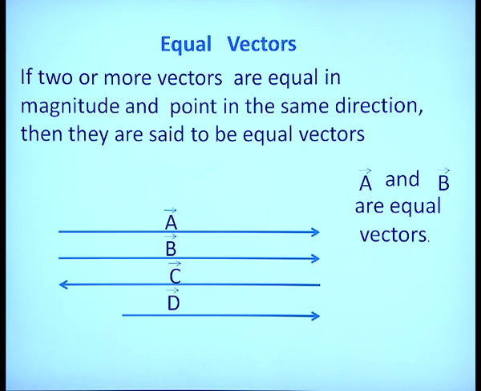But in the case of B and C, you can see B and C are of the same length, but the direction is opposite. So, you can say B and C are not equal vectors. What about C and D? C and D are neither equal in length nor the same in direction. So, they are not equal vectors.